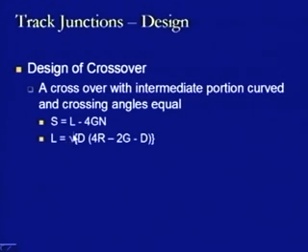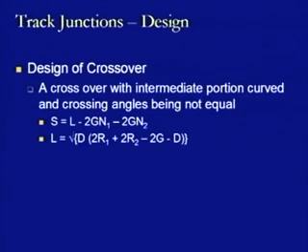S is equal to L minus 4 times Gn, where the crossing angle is still equal but the intermediate portion is curved, and L, that is the total length of the crossover, will be defined as the square root of D multiplied with (4 R minus 2 G minus D).